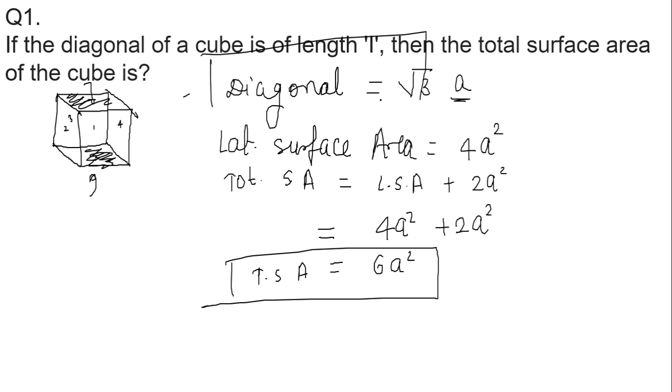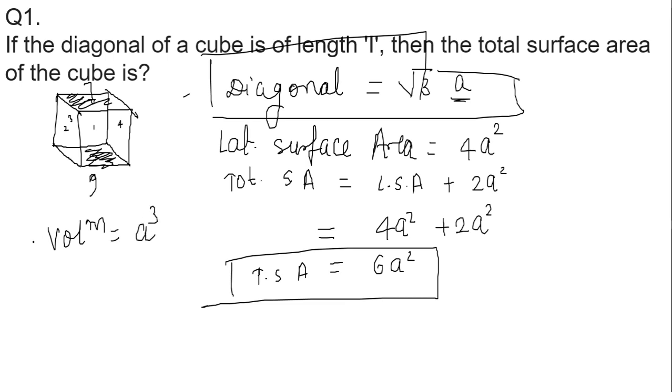One is a diagonal formula and the other one is the formula for the total and the lateral surface area. The second formula that is important is the volume. Volume of the cube is equal to a cube. Yes, this is a simple formula. Everyone must be knowing this. If not, then please keep in mind that the volume of cube is equal to a cube. Diagonal is equal to root 3 a. Lateral surface area is 4a square and total surface area is 6a square.